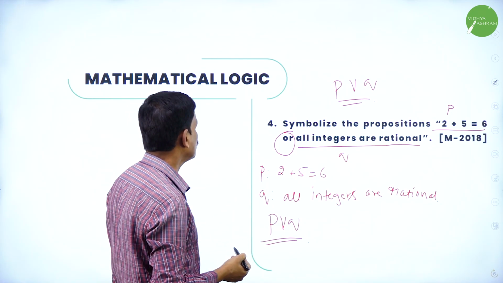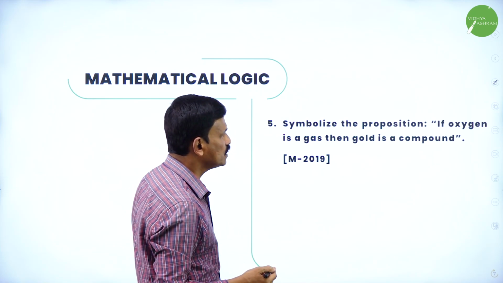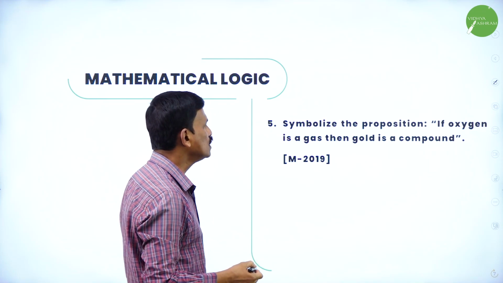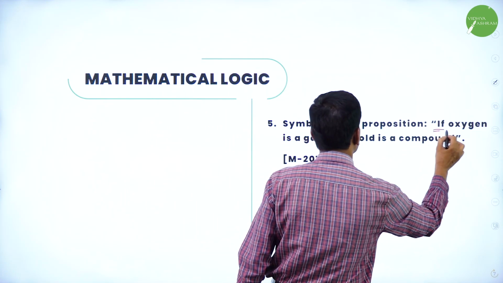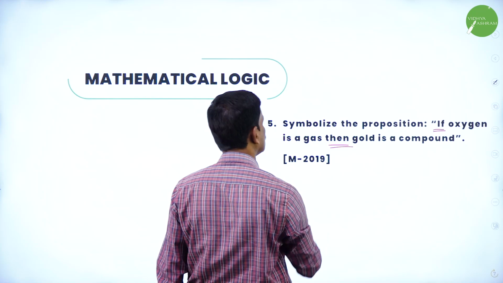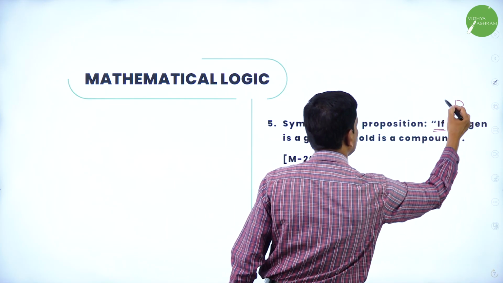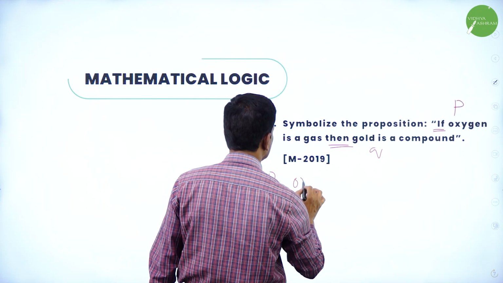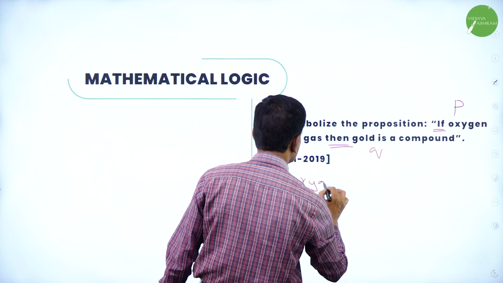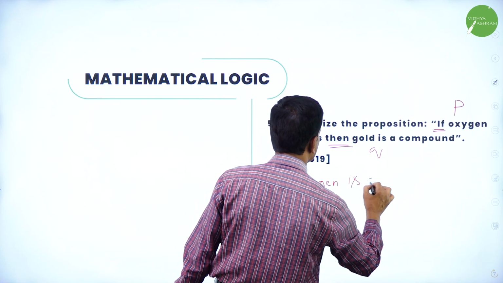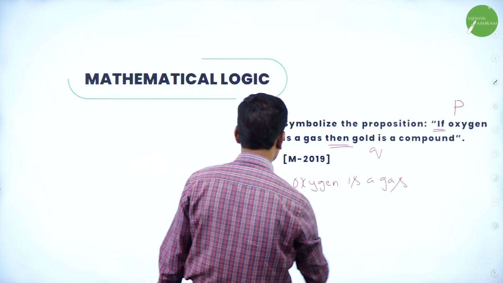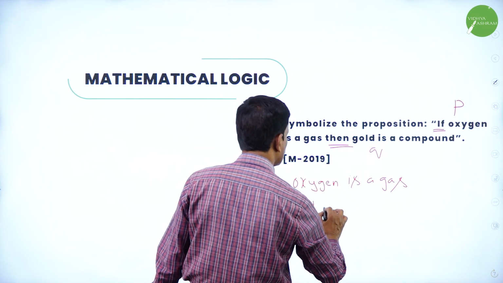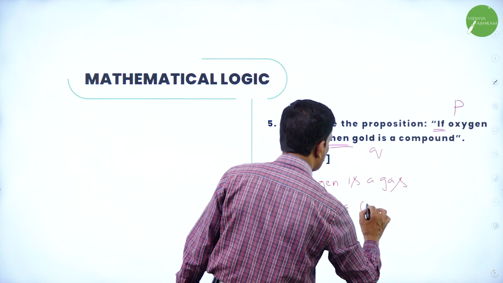Now move on to the next one. Symbolize the proposition: if oxygen is a gas then gold is a compound. So here the statement started with if and then. If then means this is nothing but the conditional statement. This is P and this is Q. What is P here? P is nothing but oxygen is a gas. And what is the Q statement? Q is nothing but gold is a compound.